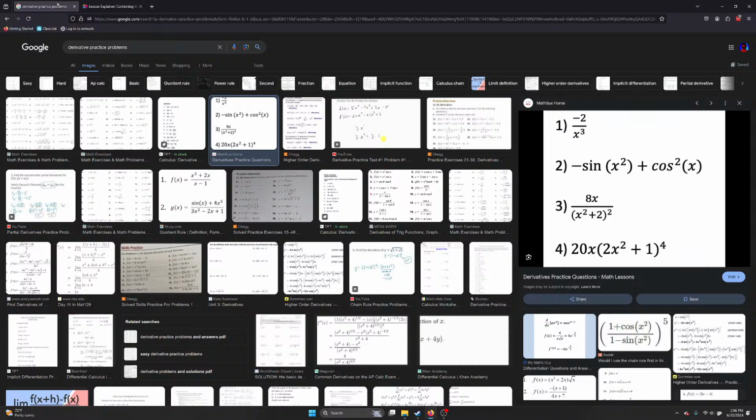Anyways, the next one is 8x divided by x squared plus 2, squared. Whatever. So 8x. Okay, so the derivative of that is just 8. So we can plug in 8x. Okay, so f prime is 8, 8 times x plus 2 squared. And then you use, okay, one second.